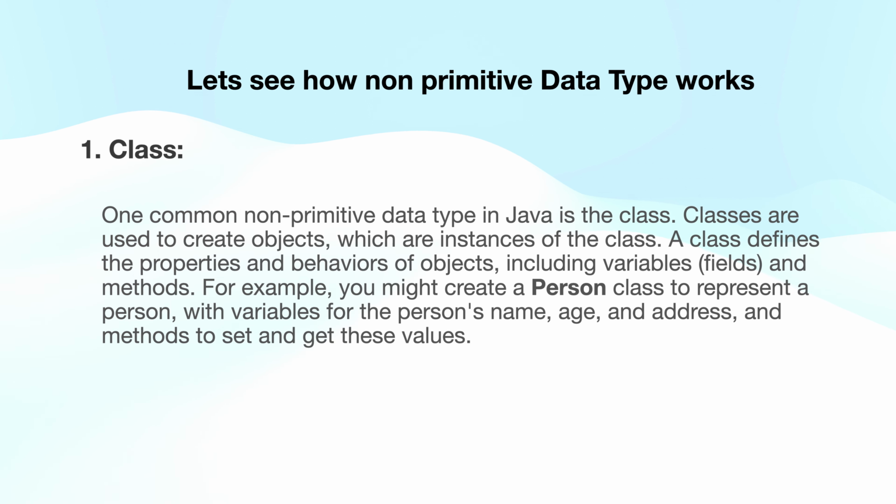First, we're going to discuss class. One common non-primitive data type in Java is the class. Classes are used to create objects, which are instances of the class. A class defines the properties and behavior of objects, including variables and methods. For example, you might create a Person class to represent a person with variables for the person's name, age, and address, and methods to set and get these values.